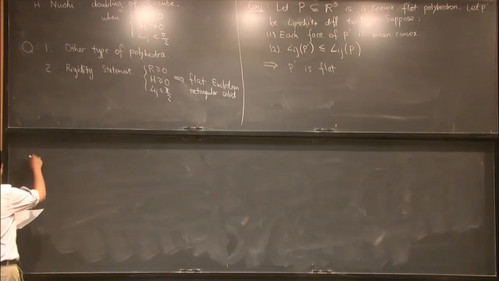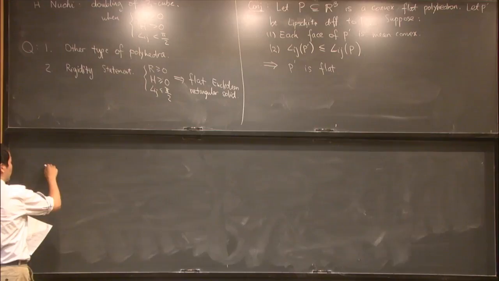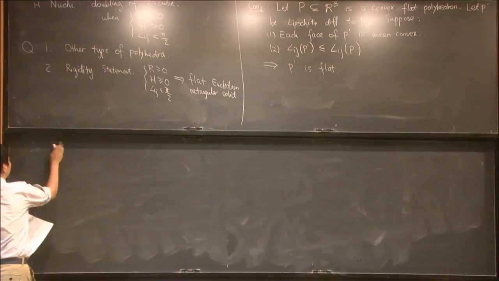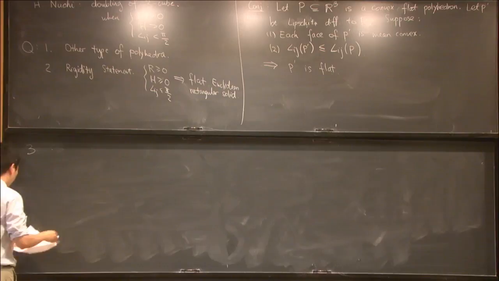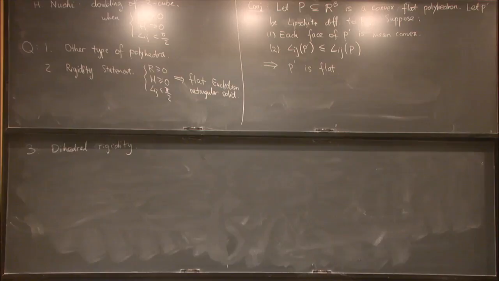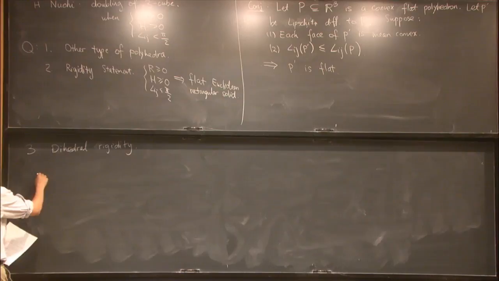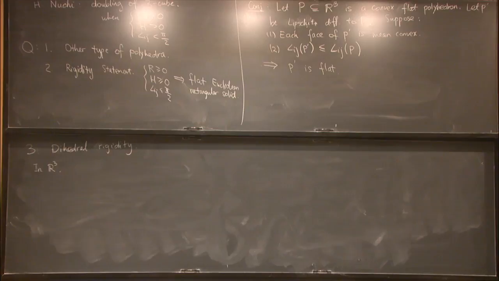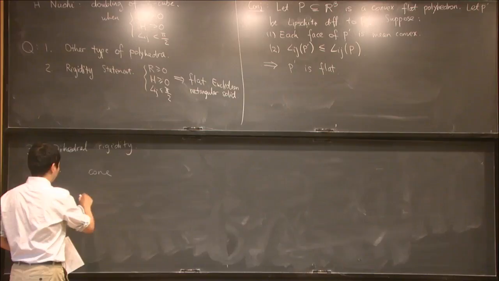So let's consider two types of polyhedra. Maybe I should write a title to this part. Let's just call it dihedral rigidity. All right, so let's consider in R3 two types of flat polyhedron. The first type I call a cone. So what you do is that you take a planar polygon and a point outside, and you connect everything in between.